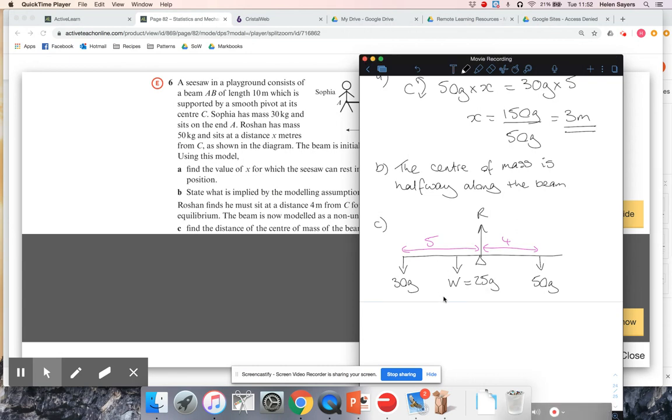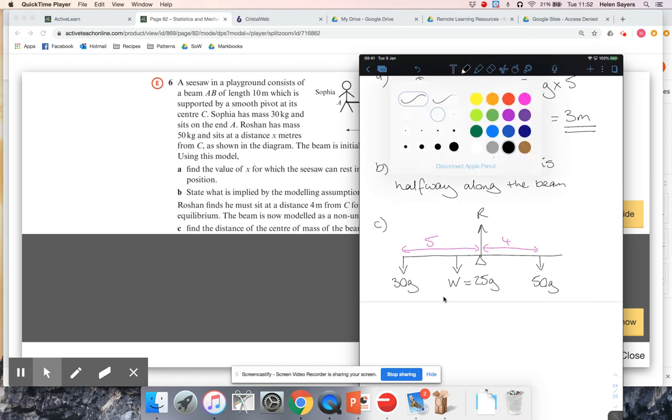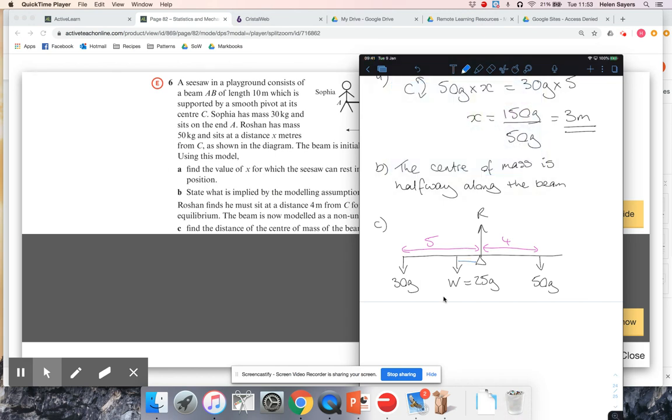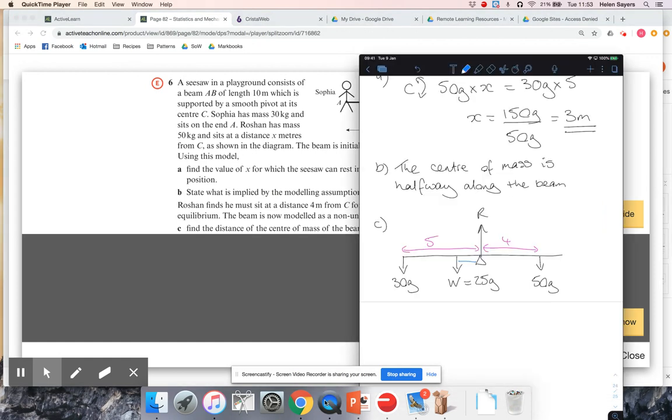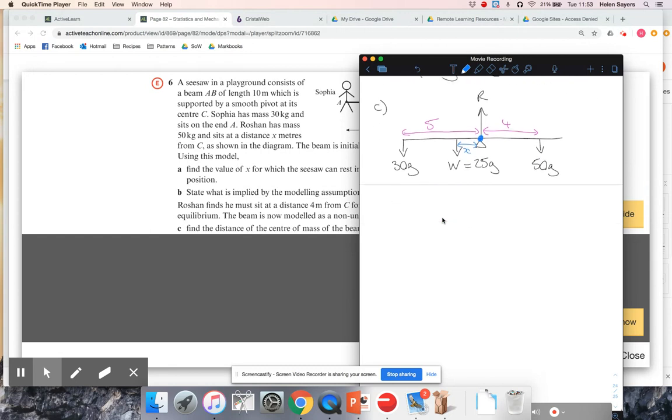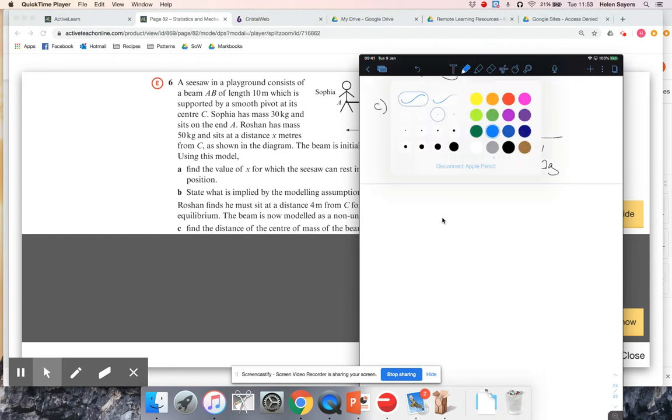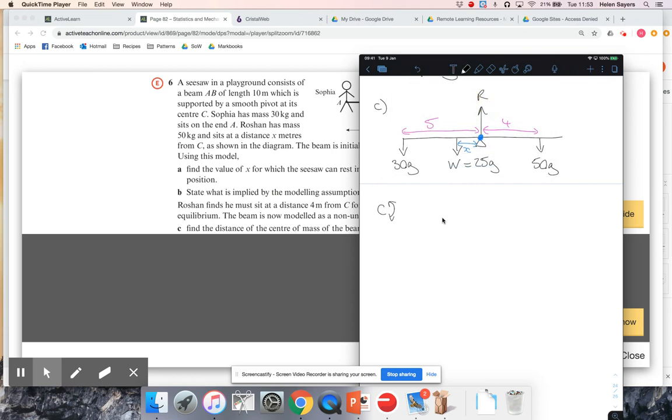Okay, so I'm going to take moments. The only thing I don't know, actually, what do they want? They want the centre of mass, the distance from C. So it is that distance there, that's the distance I need to try and find. I think it would make sense to take moments about the centre of the beam. There are other options as well, but I'm going to go for that. So that's C, I'm taking moments about C.